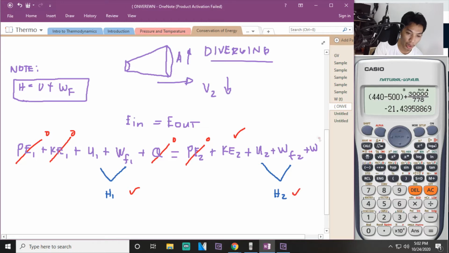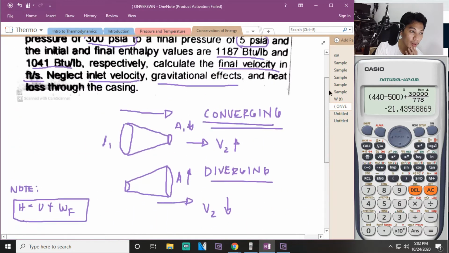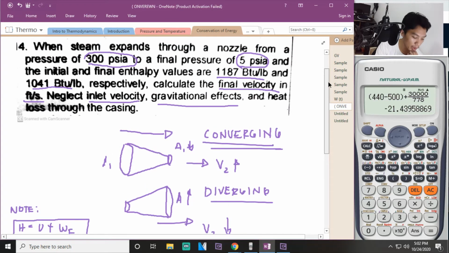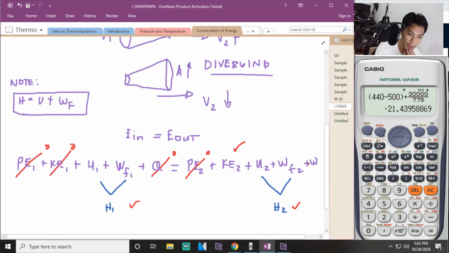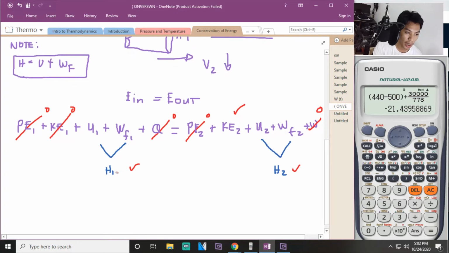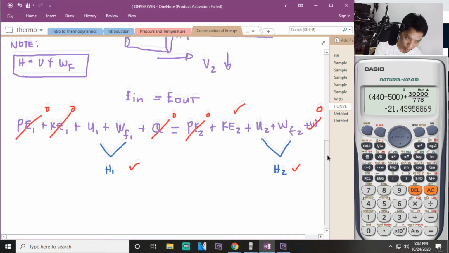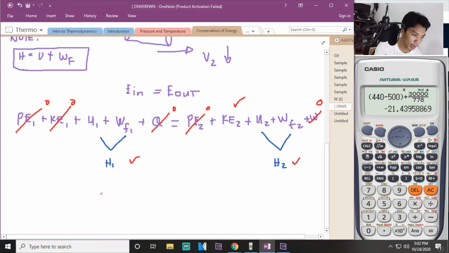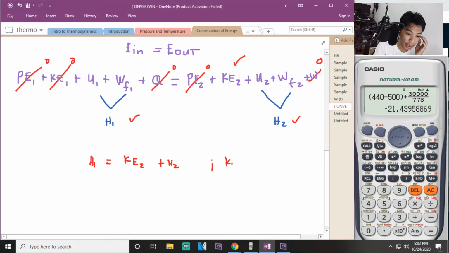And then, work. Ang tinatanong dyan is, ano? Okay, may binigay bang work? So, walang binigay na work. Ay, wala ka ring work dyan. Okay, so ang natira is enthalpy tsaka KE2. So, pwede natin gawin to, H1 equal to KE2 plus H2. Ngayon, equate natin. Ano ba yung KE? Okay? KE is equal to V squared over 2G.